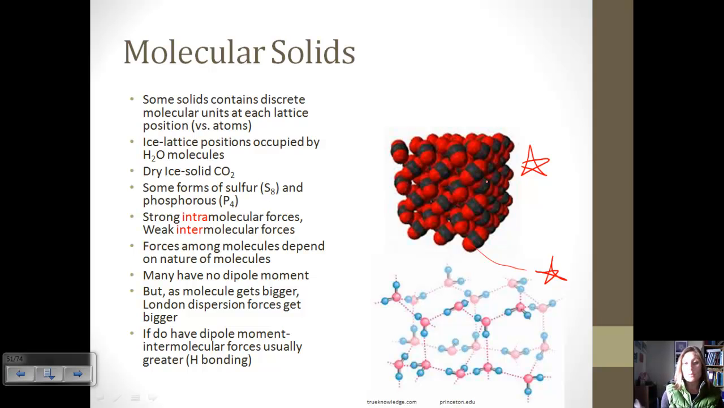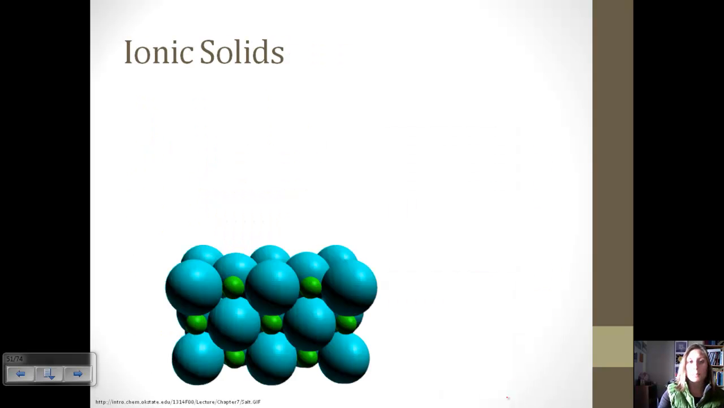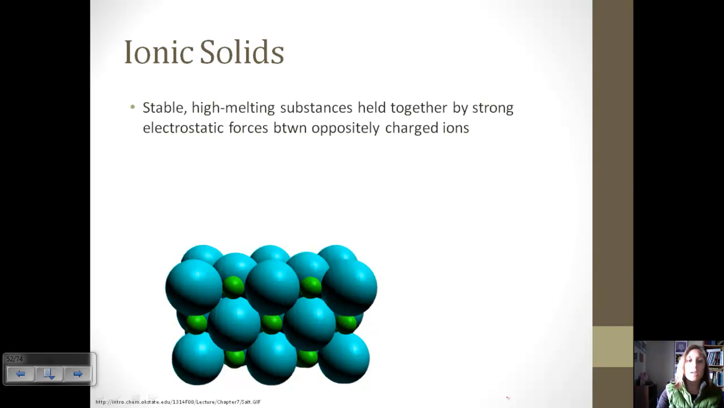If, like water, or ice rather, they do have a dipole moment, then intermolecular forces are usually going to be greater. So for example, hydrogen bonding, which is occurring in the water molecules, or the ice solid. And the other form that we're going to talk about today are ionic solids. So ionic solids are made out of charged ions. They are stable, they have high melting points, and that's because the substances are held together by really strong attractions between the cation and the anion.